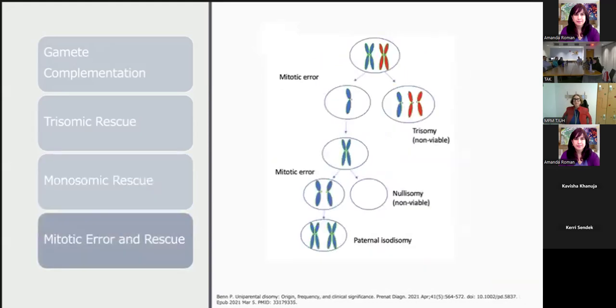And the fourth possible mechanism is a mitotic error in the initial normal conception, leading to either trisomy or monosomy. In the case of a trisomy, this is followed shortly thereafter by loss in the cell line of the non-replicated trisomy chromosome. In the case of a mitotic non-disjunction resulting in monosomy, you essentially have monosomy rescue. But in both cases, what you end up having is isodisomy. So those are the mechanisms, just for us to be aware of.